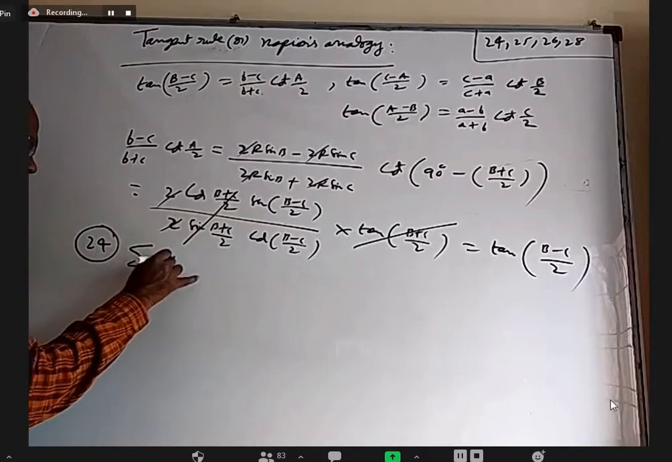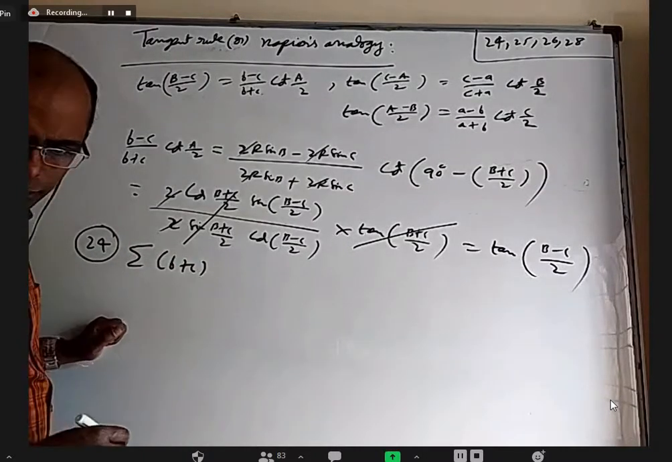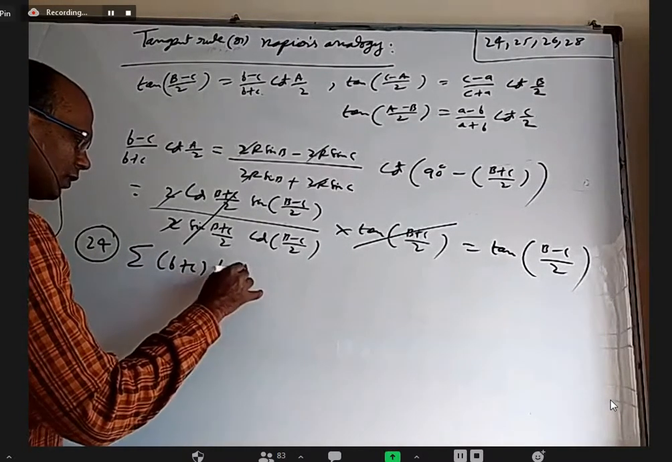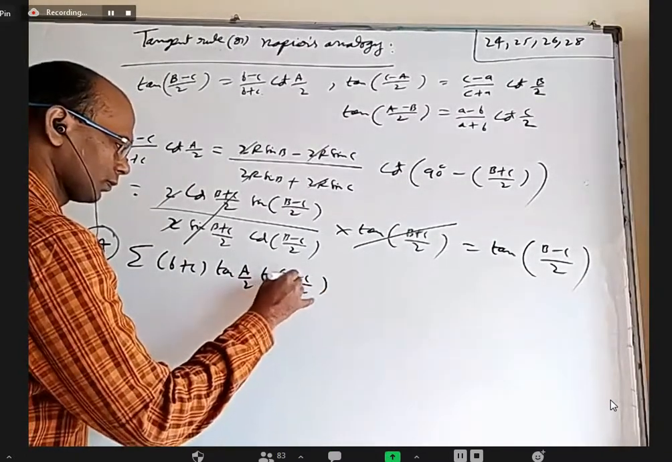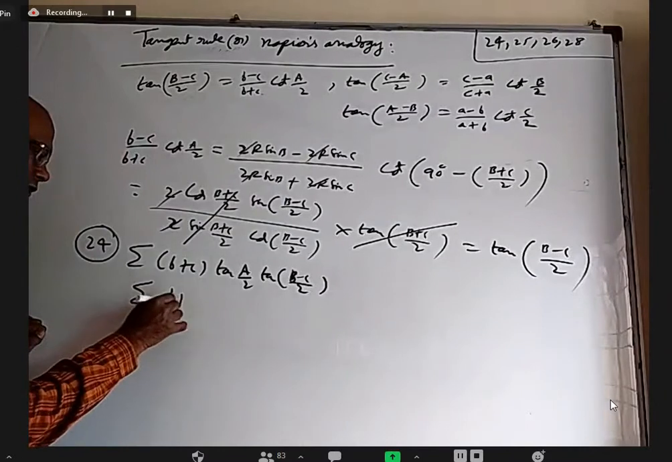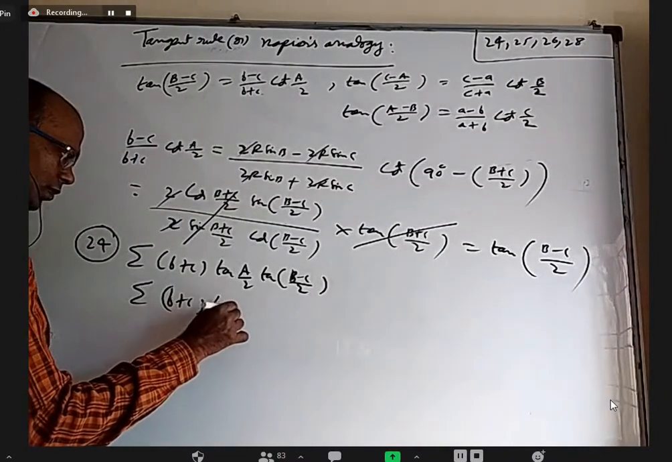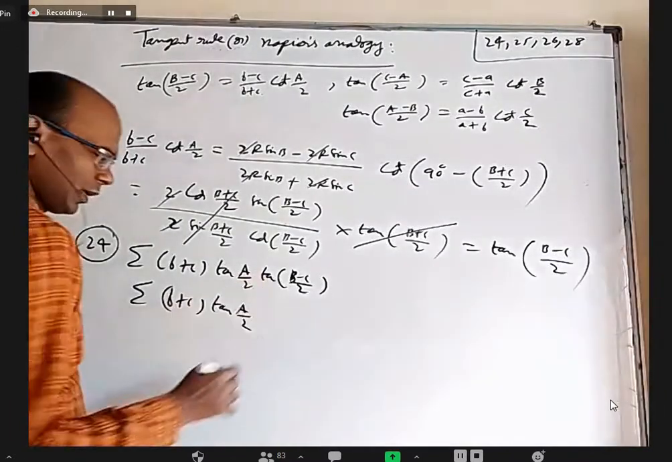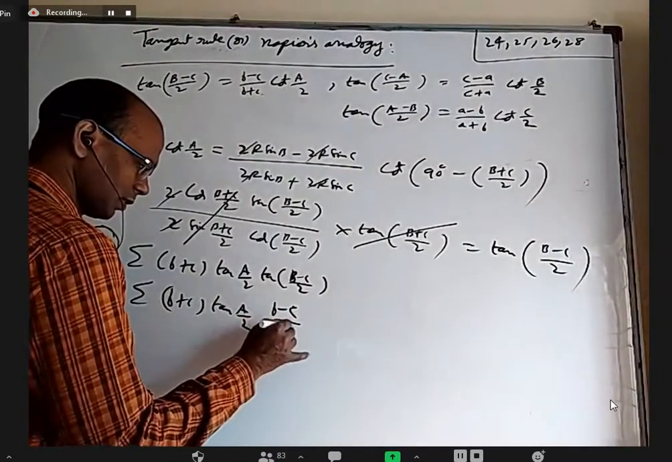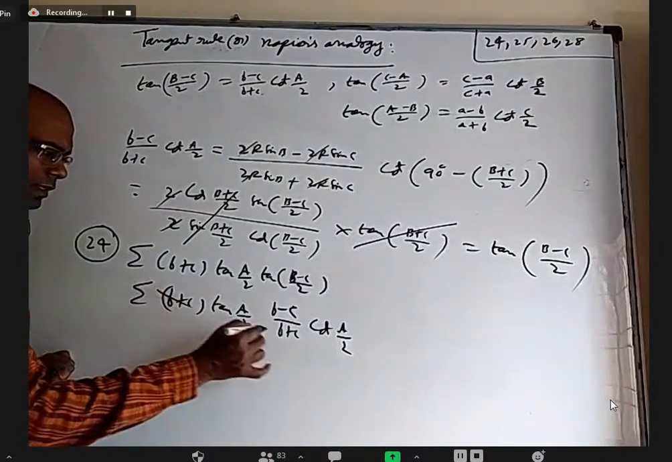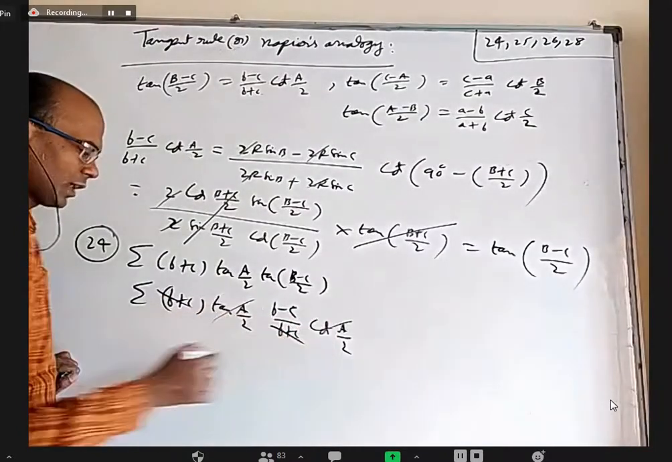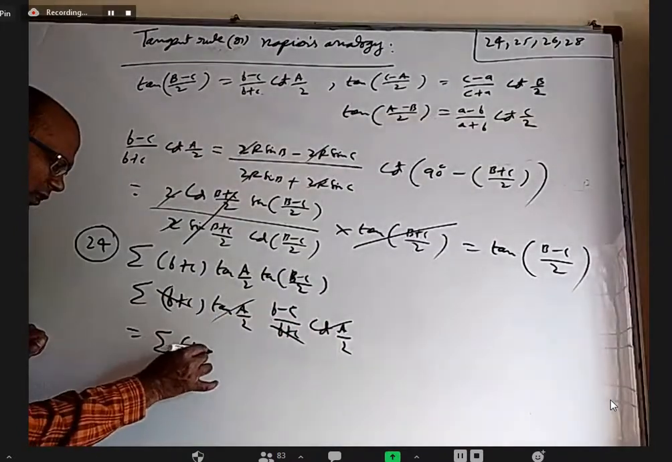24: sigma (b plus c) tan a by 2 tan (b minus c) by 2. Sigma (b plus c) tan a by 2 times tan (b minus c) by 2 is (b minus c) by (b plus c) cot a by 2. Now b plus c will cancel, tan a by 2 will cancel. I am left with sigma (b minus c).